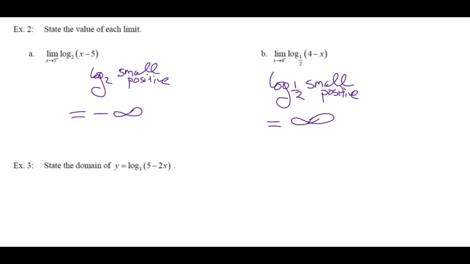And what's next? State the domain of y equals log base 3 of 5 minus 2x. So what do we know about 5 minus 2x? What does it have to do or be here? It's got to be greater than 0, right? Okay, so we're going to say 5 minus 2x.